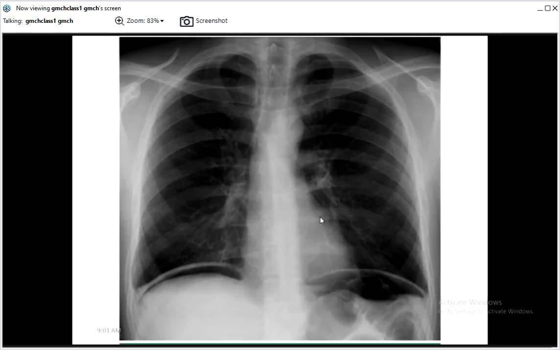And what is this? You can see this is the left hemidiaphragm, this is the right hemidiaphragm, and there is radiolucency below the diaphragm. So this is air under the diaphragm. What is the pathology in such cases? There is some hollow viscus perforation in the abdominal cavity, which has led to gas under the diaphragm.